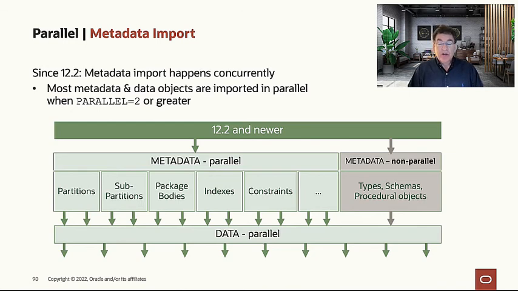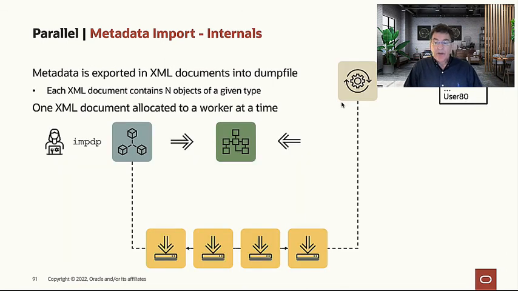12.2 has much more parallelism for metadata import. Everything is imported in parallel except the items with dependencies: type hierarchies, schemas, and procedural actions. There are 2 types of Data Pump parallelism at work here. One type is allocating a worker per partition or subpartition or per small table. Over a certain threshold, for a large partition or a large unpartitioned table, a worker can be a coordinator for multiple parallel query processes.